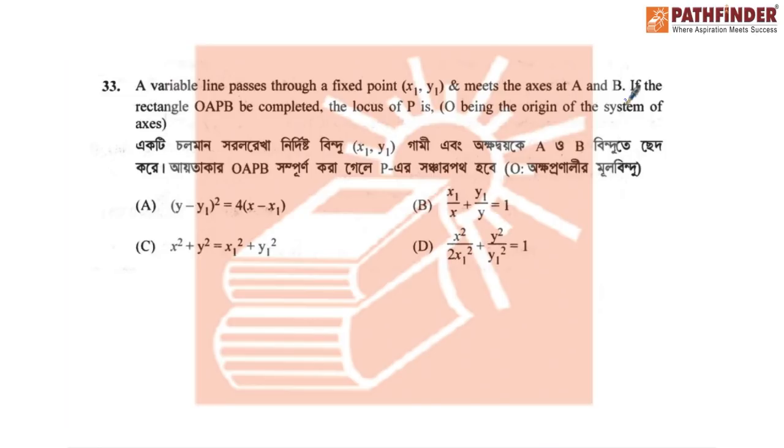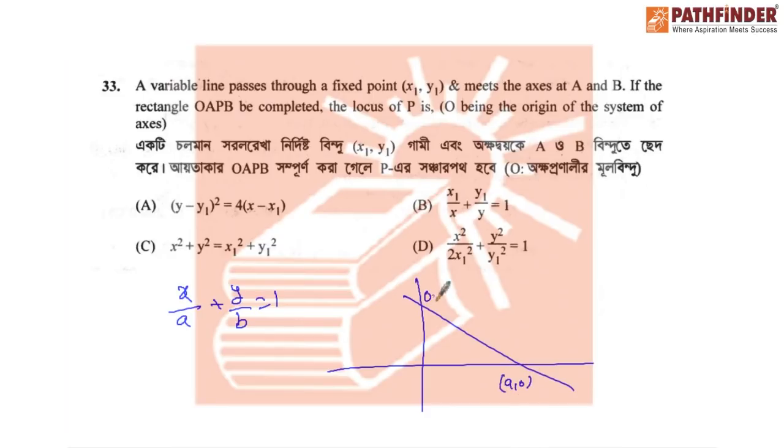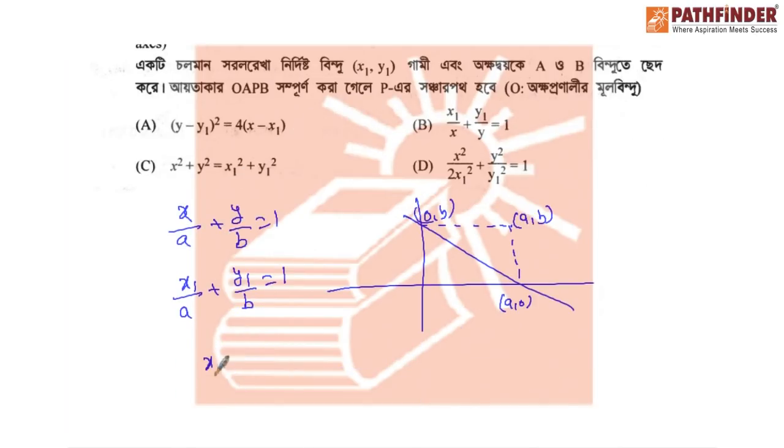Now next is a variable line passes through a fixed point (x1, y1) and meets the axes at A and B. Let's take the straight line as x by a plus y by b equals 1, meaning this is (a, 0), this is (0, b). Since it passes through (x1, y1), we can write x1 by a plus y1 by b is equal to 1. So we need to find the locus of this point, which is (a, b).